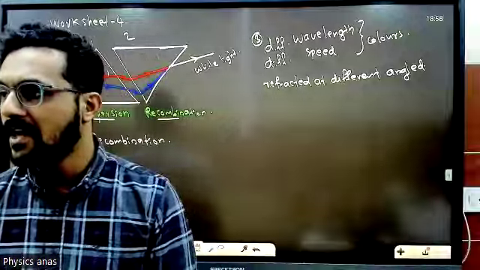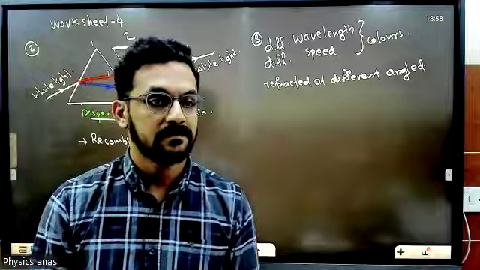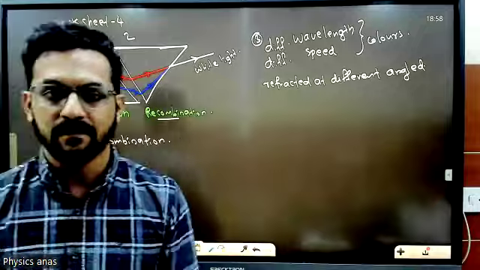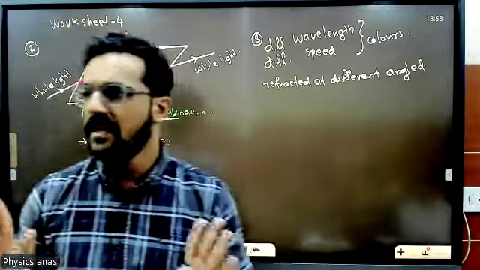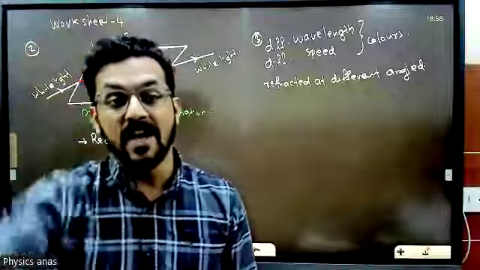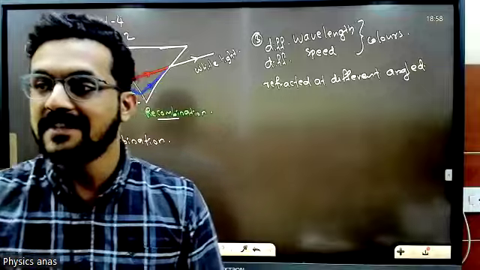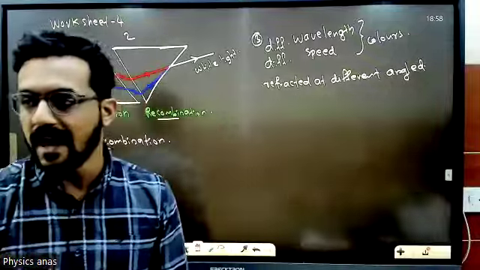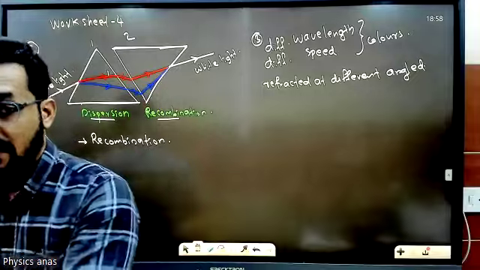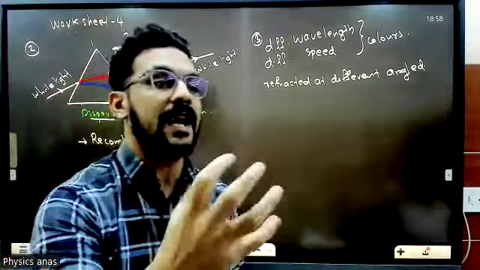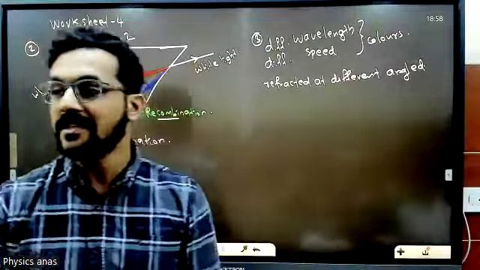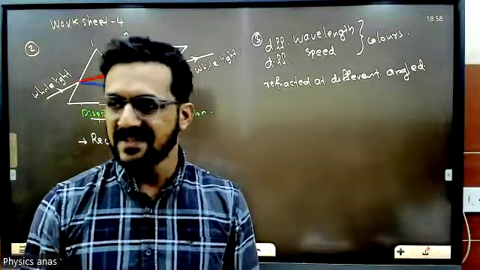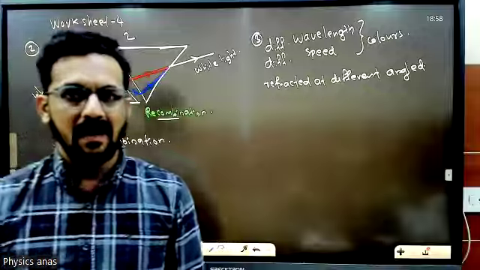If red and orange are coming at the same angle, what happens? They will mix. If your 7 colors are refracted at the same angle, what happens? You will get white light as the output of the prism. It does not happen. Why? Because it has different angles.